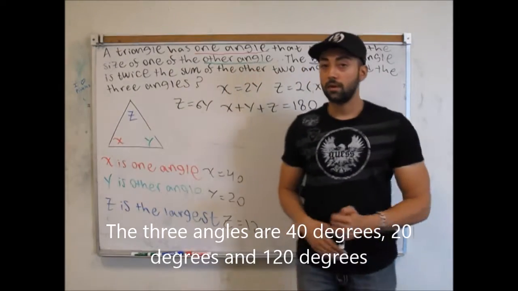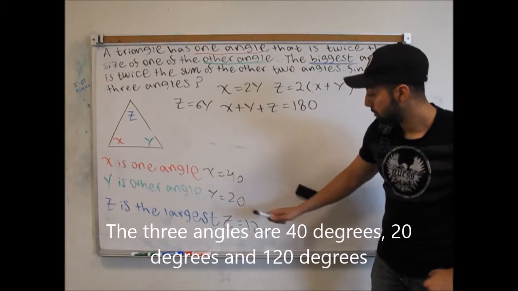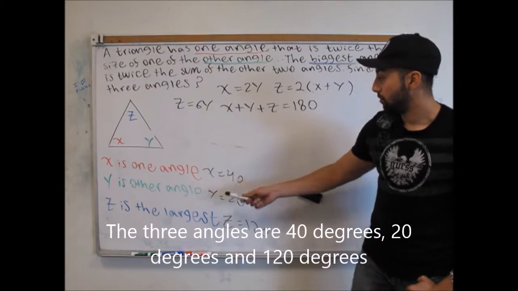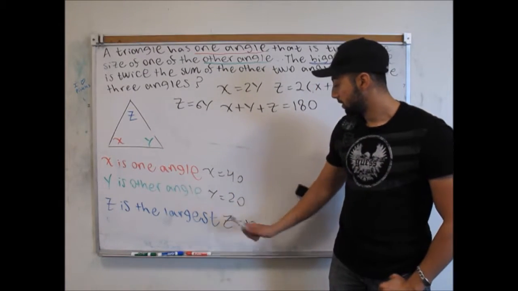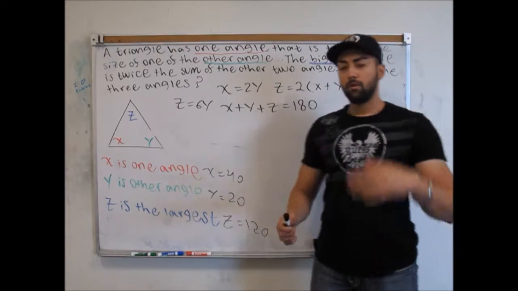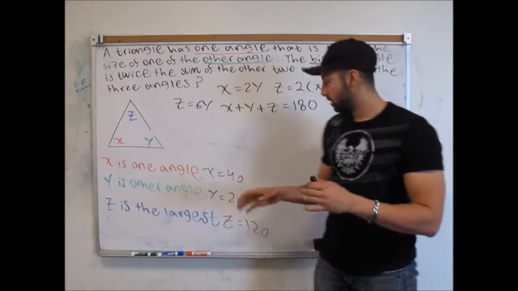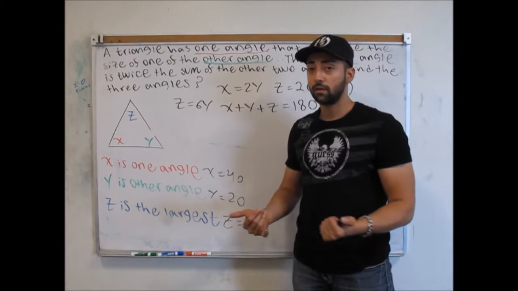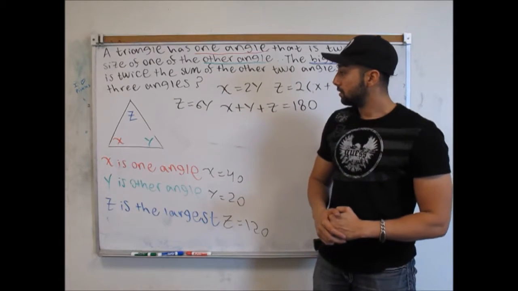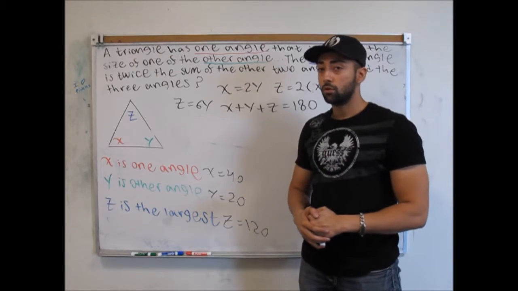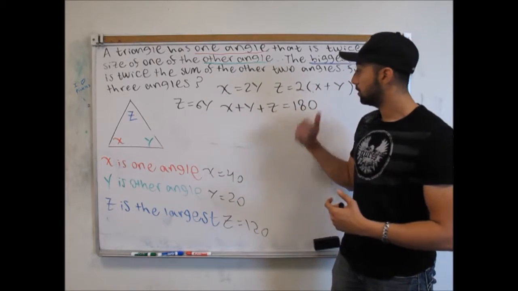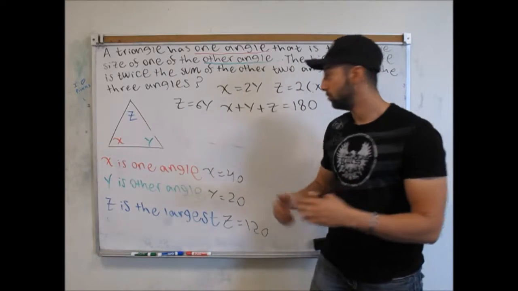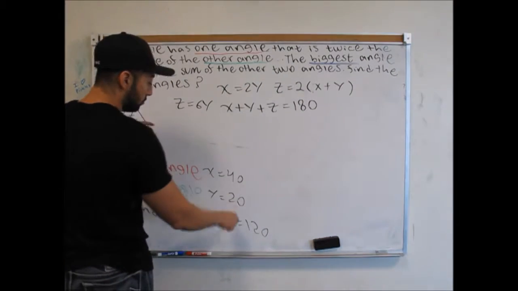Okay, so that would be our answers. The angles would be 40, 20, and 120, and we labeled them so x is that, y is that, and z is that. On all the other problems that I did with you guys, I never plugged our variables into the equation to see if it was correct. But for this one, it might be worth our while to do so to see if we get 180, right? Because that's what all the angles should add up to. So let's just really quickly do that.